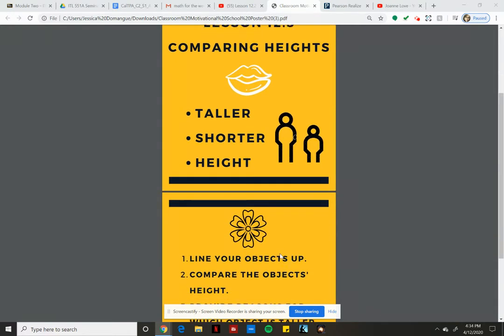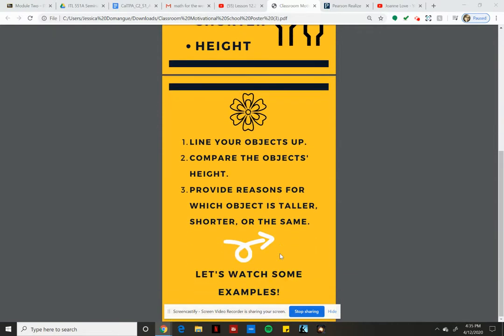Okay, so let's look at our plan for today in our lesson. When we see that flower, we know that we're looking at our plan. So just like when we measured the length, we are going to line up our objects. In this case, we may be standing next to something, or we may be putting two objects next to each other that are standing up. And then we're going to compare the objects' height. We're going to say, this object is taller than that object.